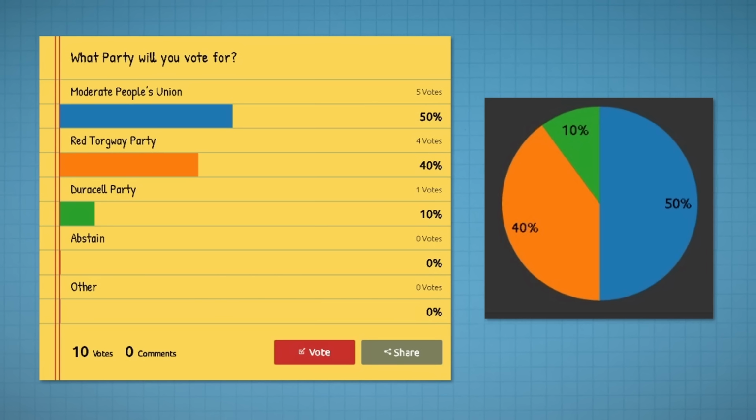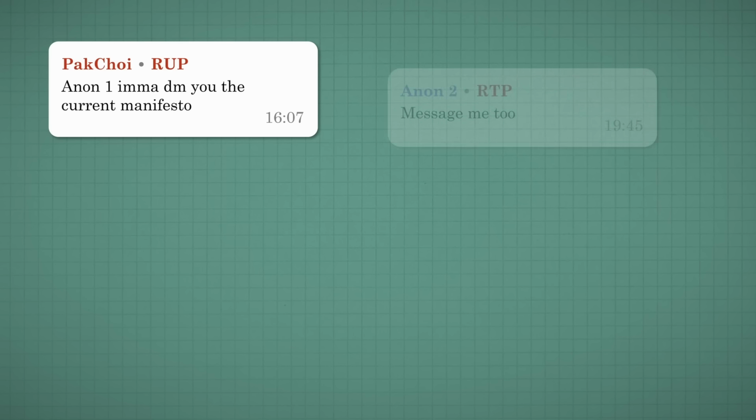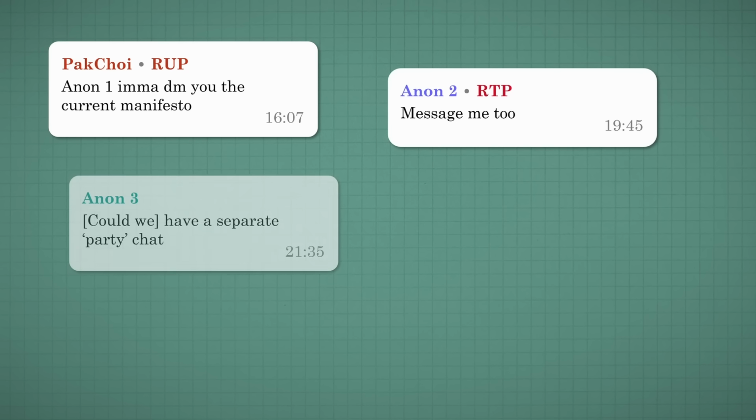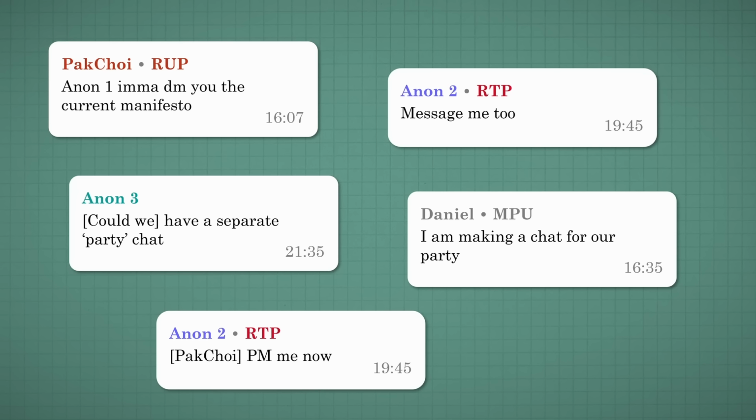Early opinion polling suggested that the presidential election was going to be a two-horse race between the Moderate People's Union and the Red Torgy Party, and this convergence was no accident. Behind the scenes, there was some backroom horse trading. Players began sequestering themselves in private group chats and hopping into each other's DMs as they negotiated details such as what laws they would pass and what jobs they would get.